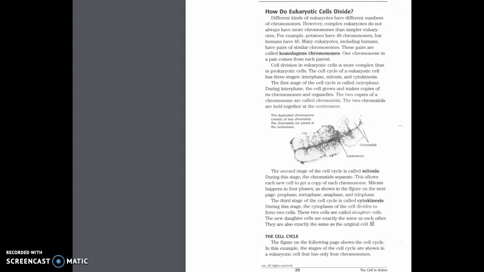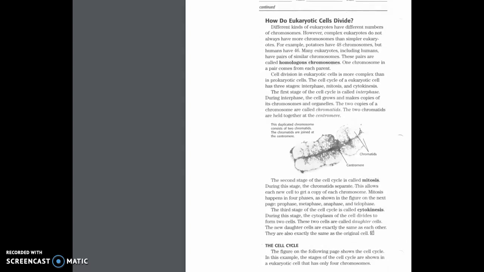Number 5 says how many chromosomes do humans have? And number 6, explain what happens in each of the 3 stages of the cell cycle. Okay, so let's read page 28.